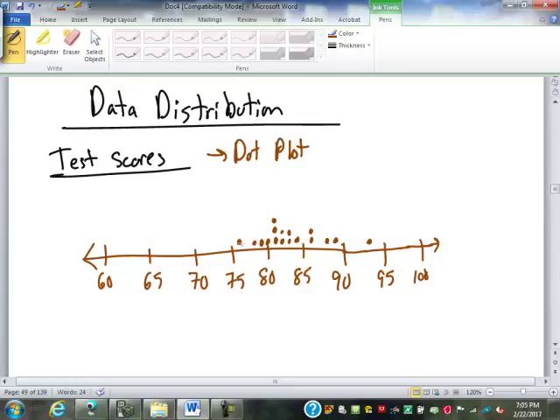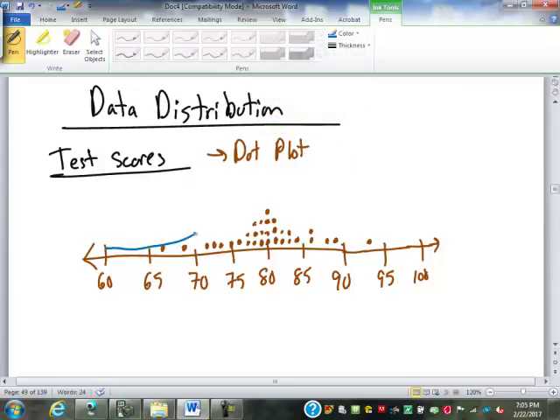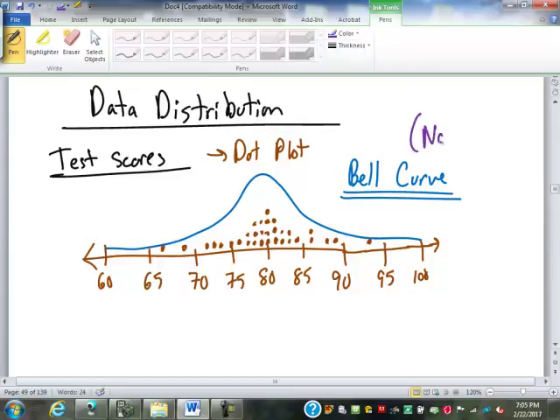And what we see over time is these dots build up and they start to form a shape. The shape of this is the data distribution. Now, most of the time, as these dots build up, they're going to form a shape that looks something like this. You've heard it called the bell curve. Exactly. The technical name for that bell curve is a normal curve.